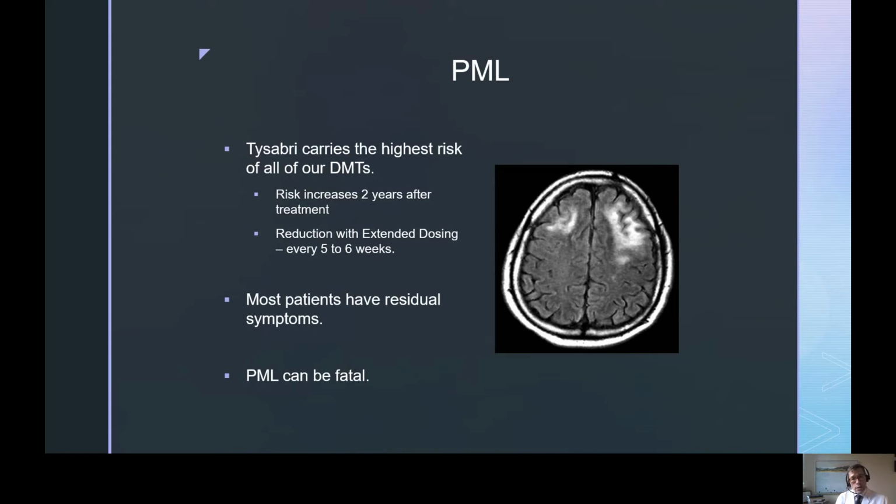Again, the risk of PML drastically increases after 2 years if you do have the JC virus, and possibly by extending the dose to maybe every 5 to 6 weeks, that may help reduce the risk of PML. If one develops PML, usually you're left with some symptoms, and PML potentially can be fatal.